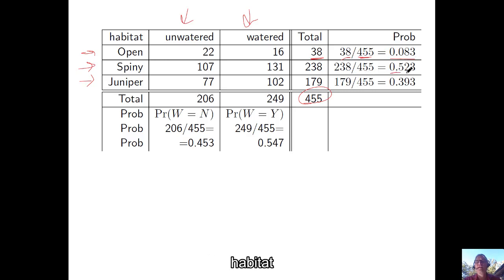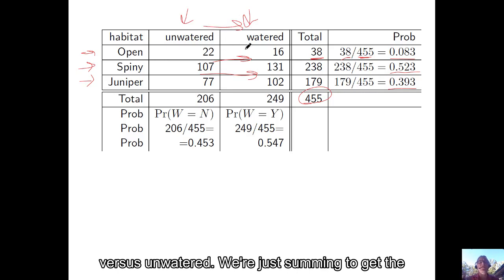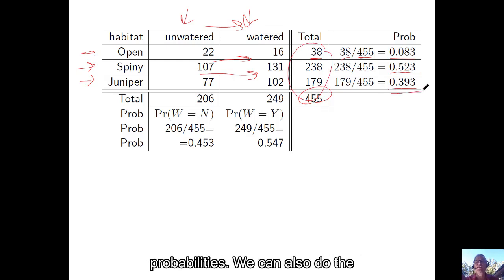In the spiny habitat, 52.3%. And in the juniper habitat, 39.3%. So here we're summing in this direction, regardless of the explanatory variable, watered versus unwatered. We're just summing to get the total numbers, and then we're converting those to probabilities.